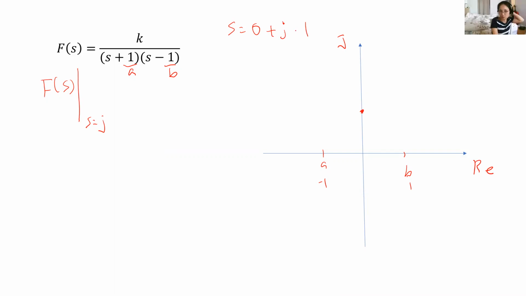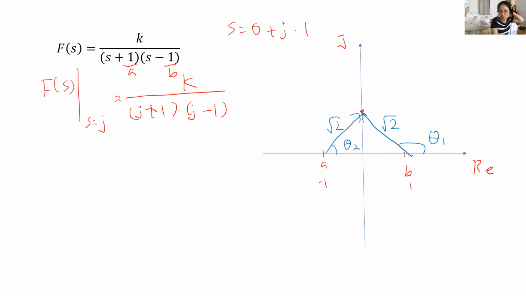There are actually, again, several ways to calculate the outcome of this F(s), which is you can plug in everything here and then calculate. Another method which I showed during the lecture was having this vector and looking at the magnitude, which in this case should be √2, and then the angle. You say this is theta 1 and theta 2. I believe theta 1 is 90 plus 45. Theta 2 is 45.